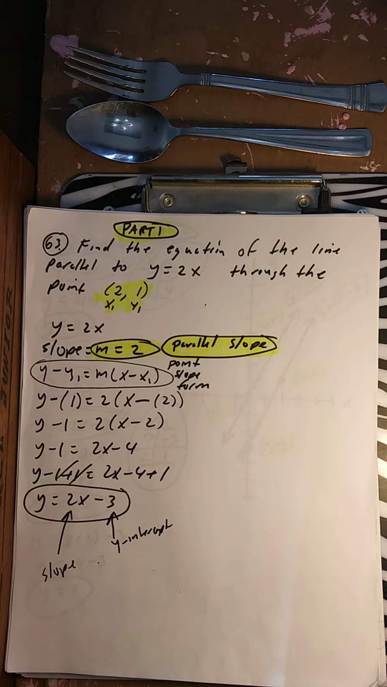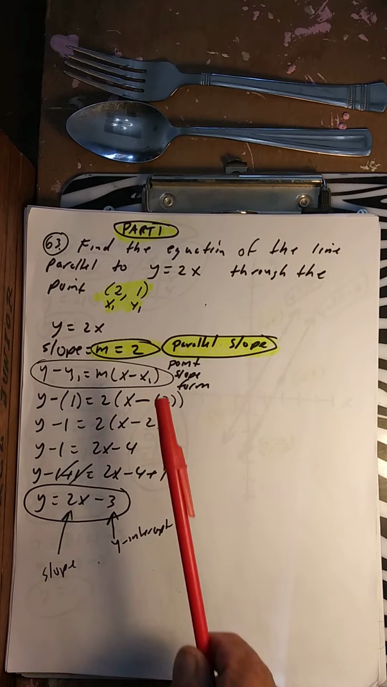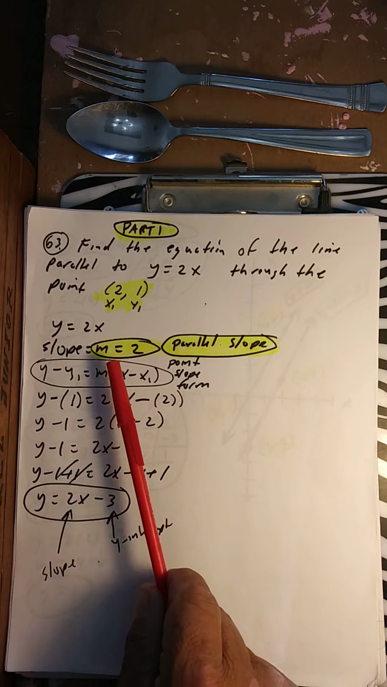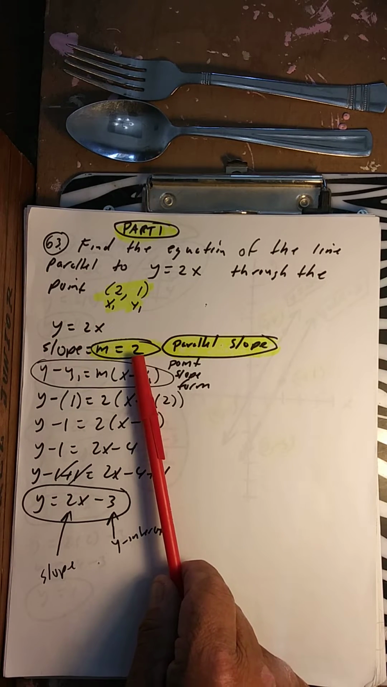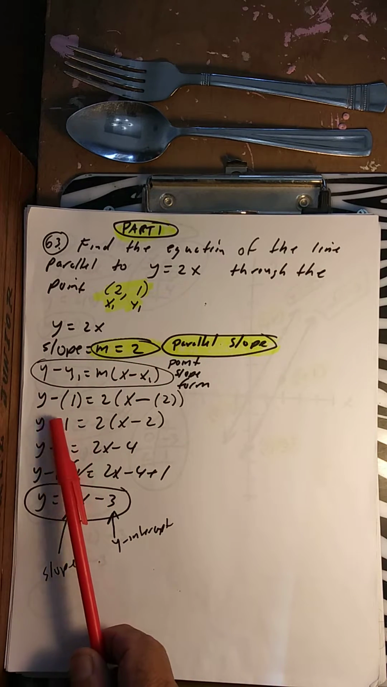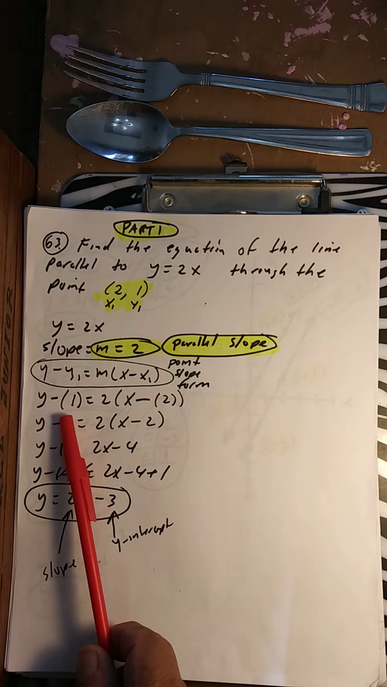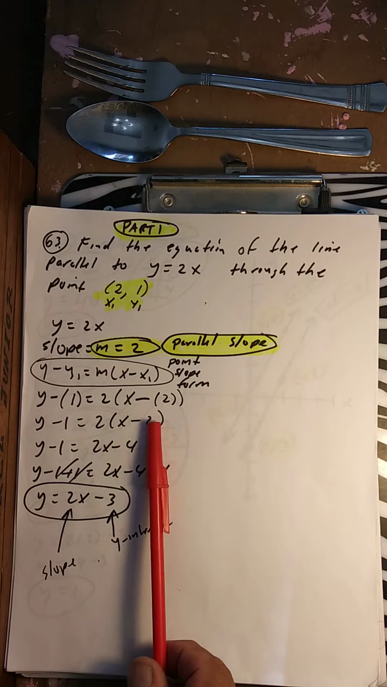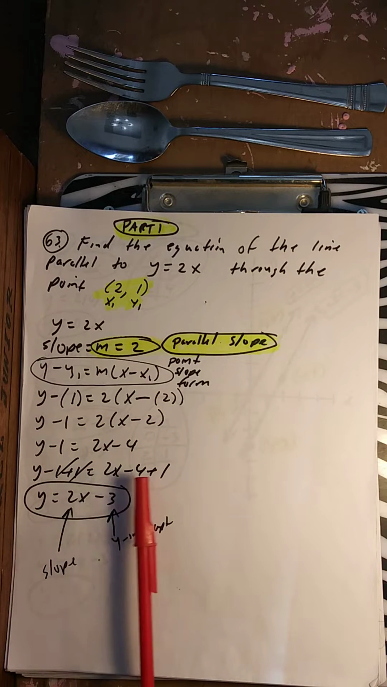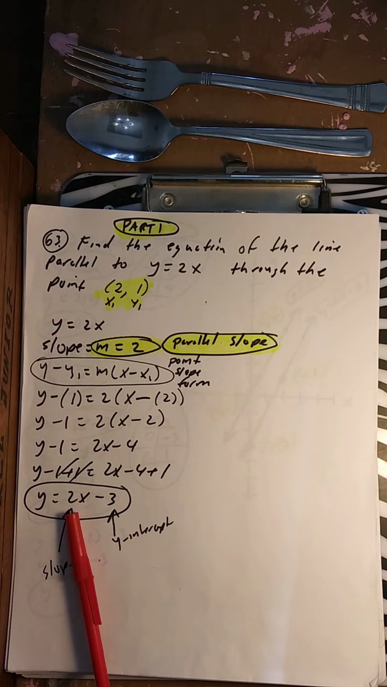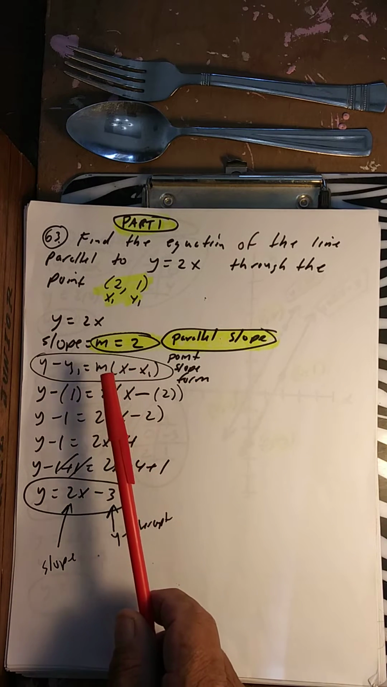Find the equation of the line parallel to y equals 2x through the point. Alright, parallel means that the slopes are going to be exactly the same. So 2x, the slope is going to be what? 2. So we have a point and we have a slope. So now put the numbers into the point slope formula. y minus y1. So y minus 1 equals 2 times x minus 2. That's going to be 2 times that. It's going to be 2x minus 4. And add 1. So y equals what? 2x minus 3. And this is a line that's parallel. This is a slope. This is a y-intercept. And it's parallel to that right there.